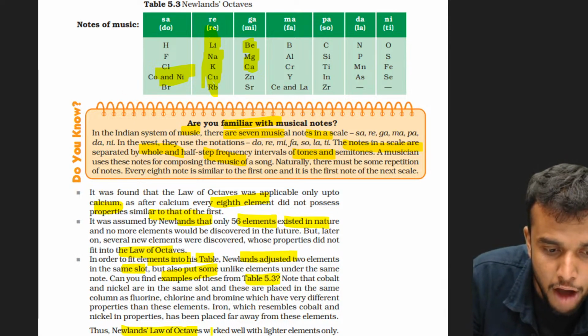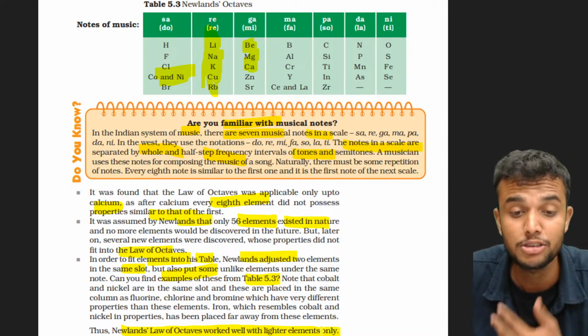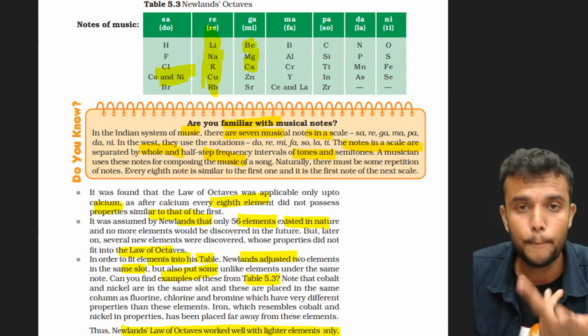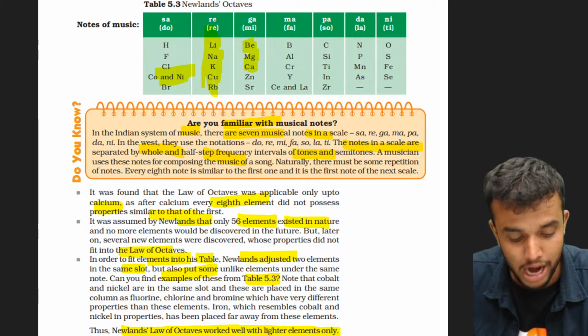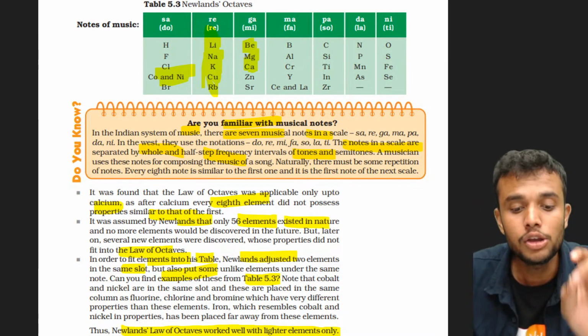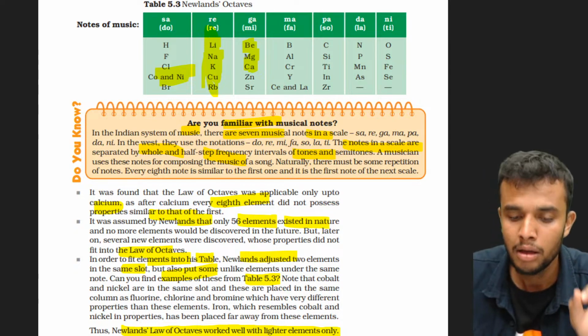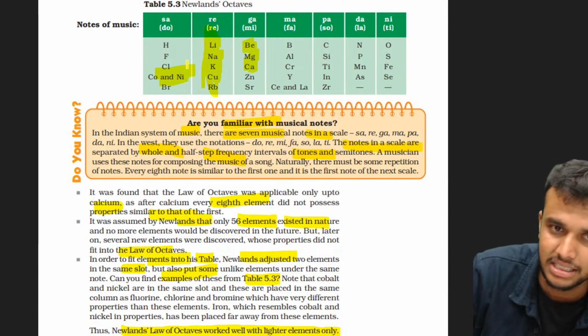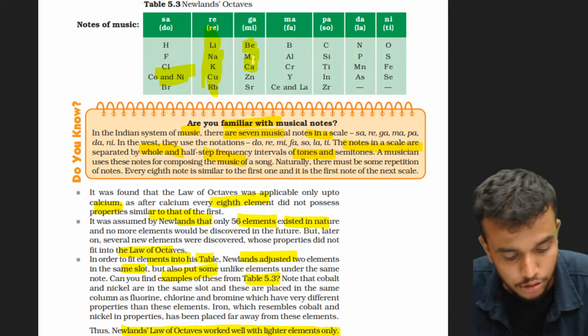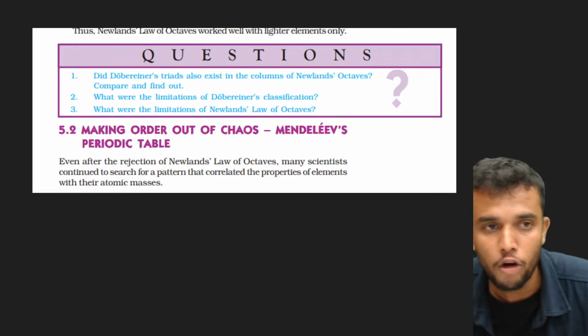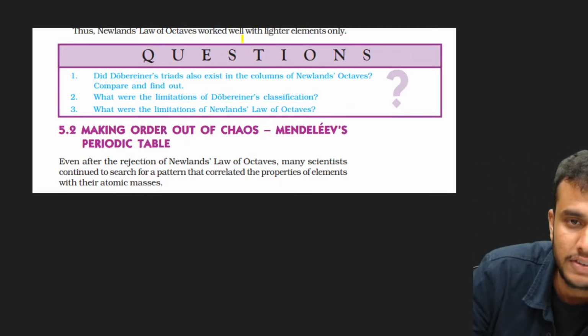Thus, Newlands' law of octaves worked well with lighter elements only. From these 3 points, we can easily conclude that Newlands' law of octaves only worked for lighter elements, that is, till calcium only. Okay, students, this is about Newlands' law of octaves. Thus, it is done.